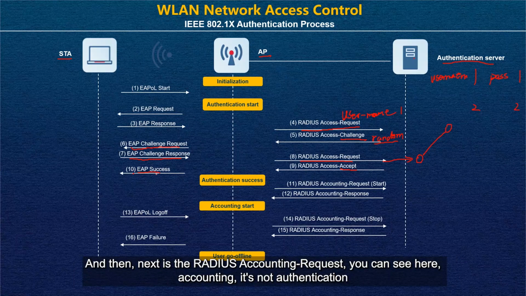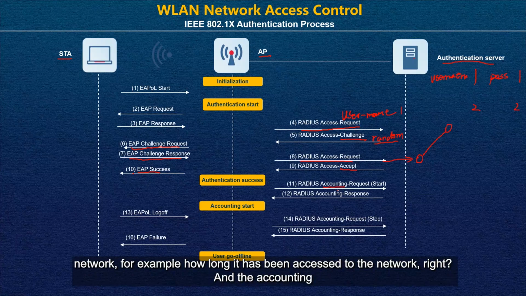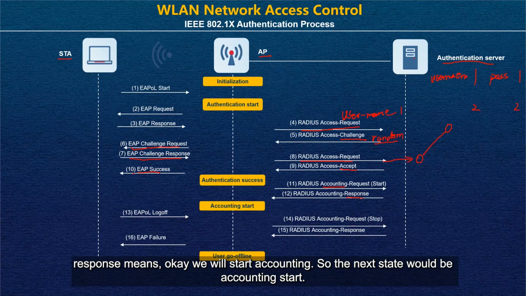And then next is the RADIUS accounting request. You can see here, it's accounting, not authentication anymore. Accounting means we are going to record the behavior of this STA in the network, for example, how long it has accessed the network. And the accounting response means, okay, we will start accounting. So the next state would be accounting starts.